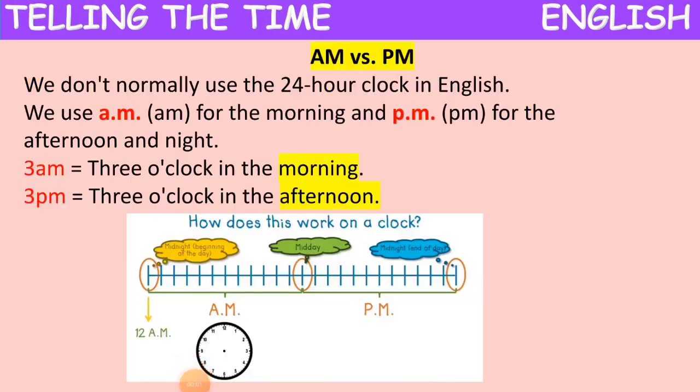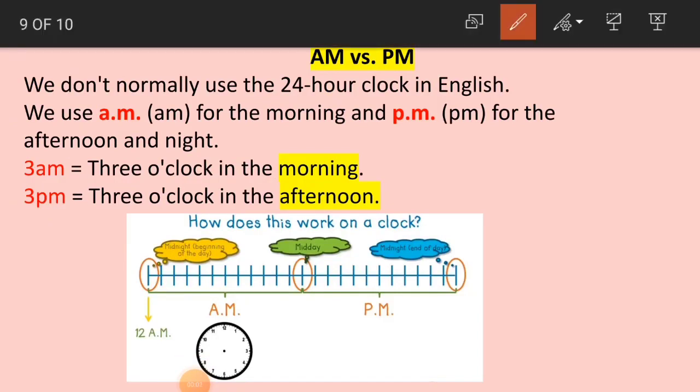Yes, now here there is AM versus PM. Here also sometimes we get confused. We don't normally use the 24-hour clock in English, children. So we use only the 12-hour clock, from 12 again till 12. We don't have 13, 14, 15, 16, 17 in our clock. We have to understand it by dividing the time as AM and PM.